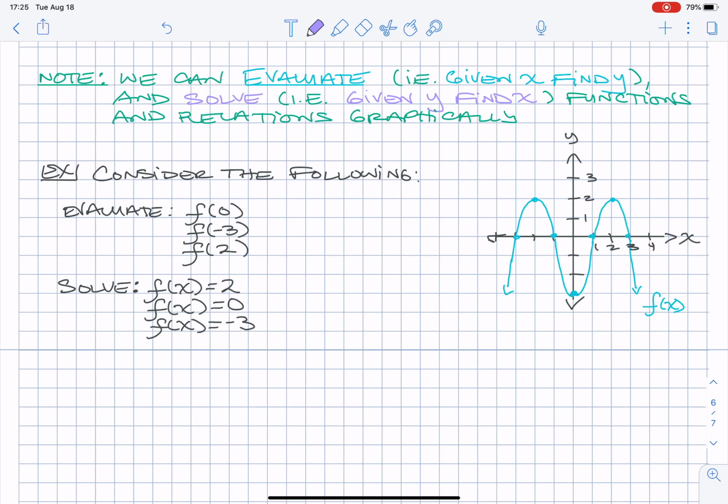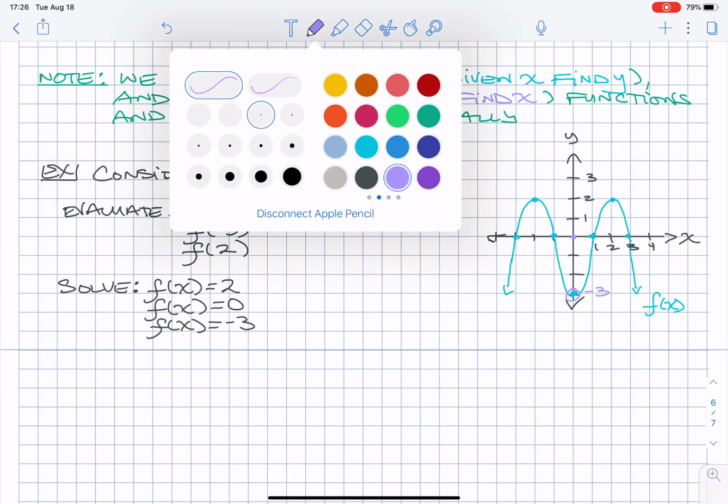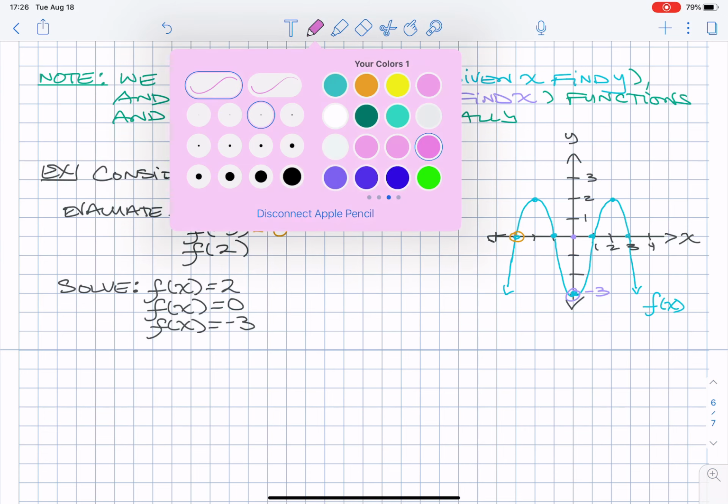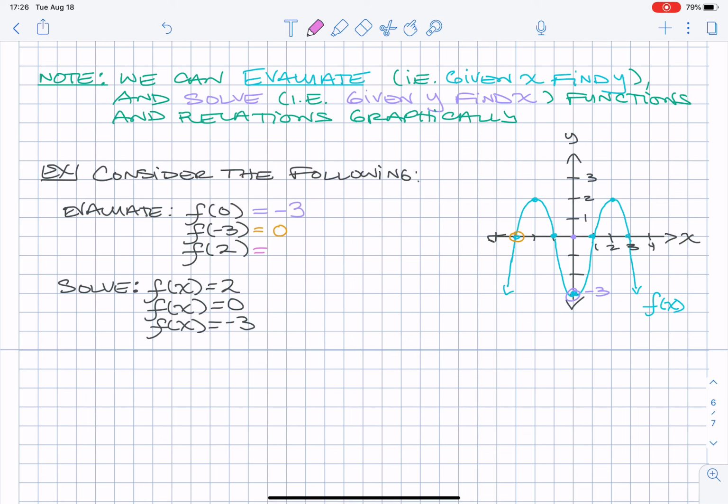So, f of 0, meaning x is 0. So x is 0 here, which means the point is -3 for y. So when x is 0, y is -3. Now let's do when x is -3, so 1, 2, 3, y is 0. Agreed? Now let's do when x is 2, y is 2.